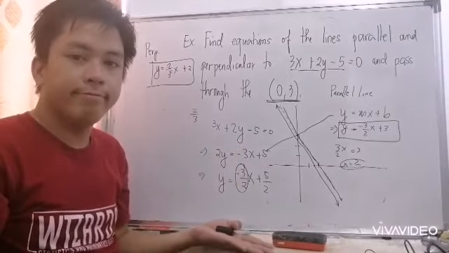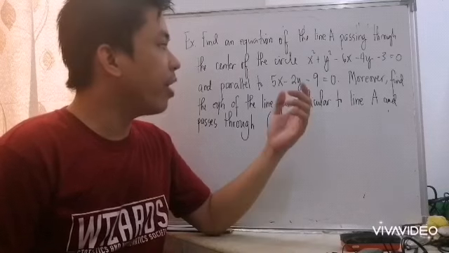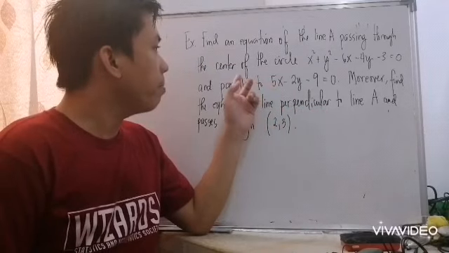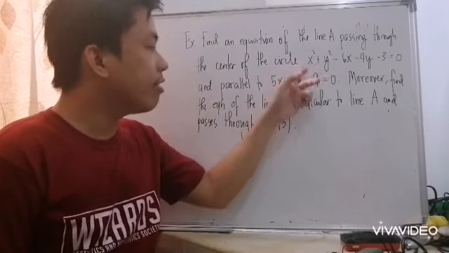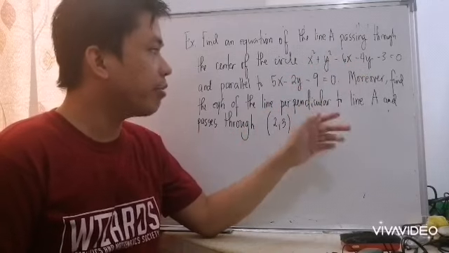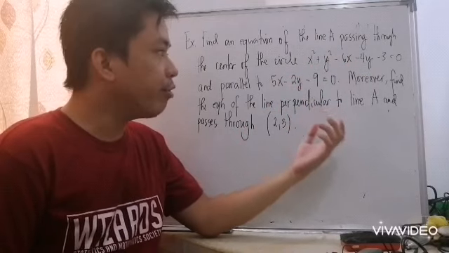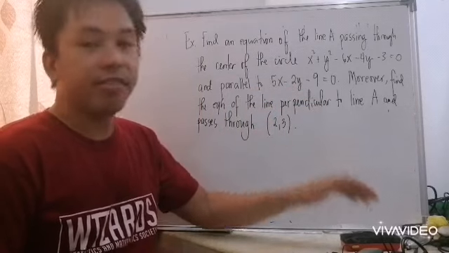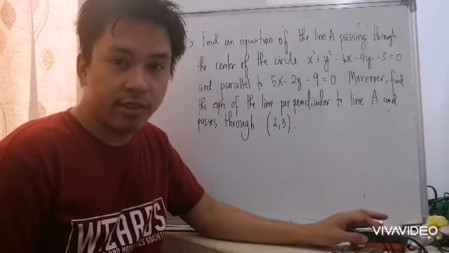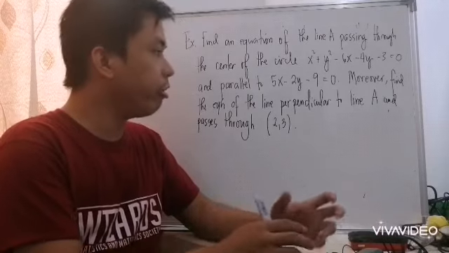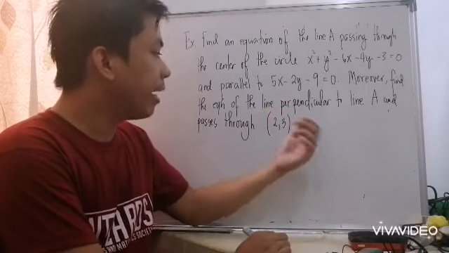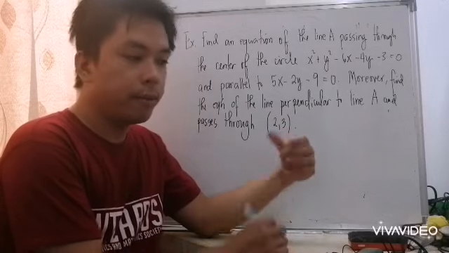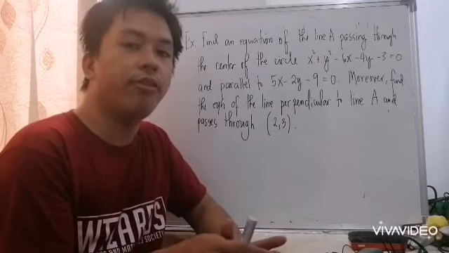That's still correct. Okay, so we'll consider another example here: find an equation of the line A passing through the center of the circle x squared plus y squared minus 6x minus 4y minus 3 equals 0, and parallel to 5x minus 2y minus 9 equals 0. Moreover, find the equation of the line perpendicular to line A and passing through (2, 3). So there are two things that we have to solve here.